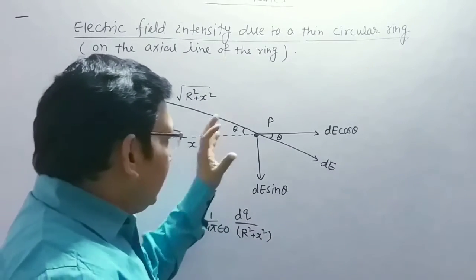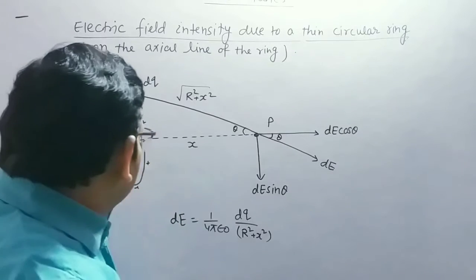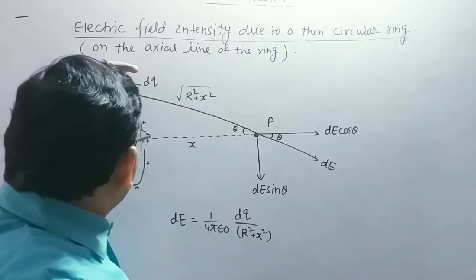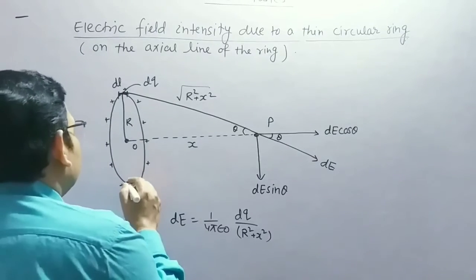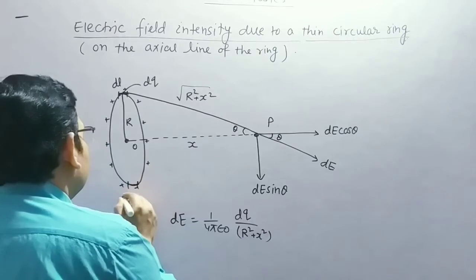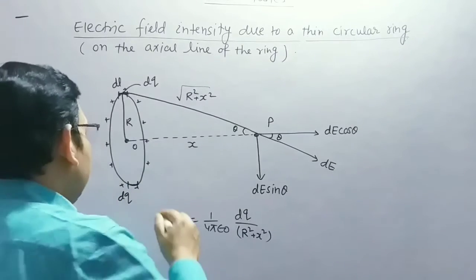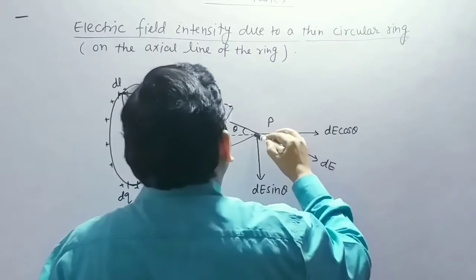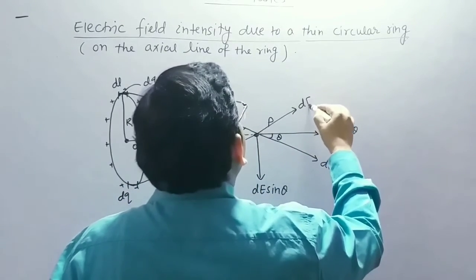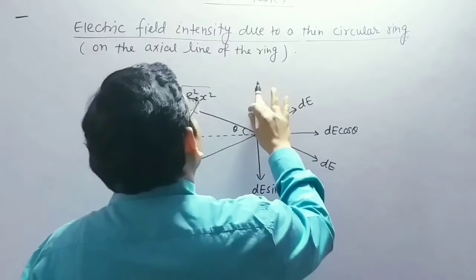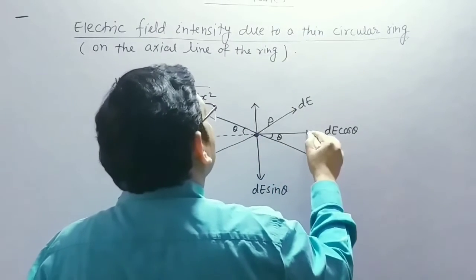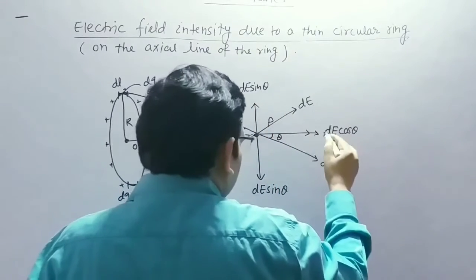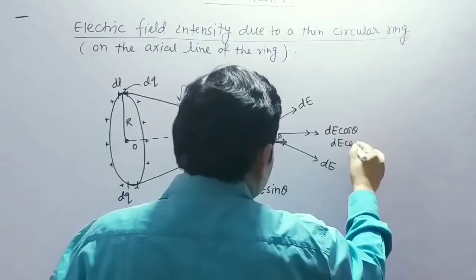Now if you look at the diagram, it is better to take a symmetry, meaning consider one more element just opposite to dq, diametrically opposite to dq. So consider one more element here, dq. And again you write down the electric field intensity at P. Assume this field is also dE. Resolving, we find the vertical component dE sin theta, and one more component in the horizontal direction, dE cos theta.